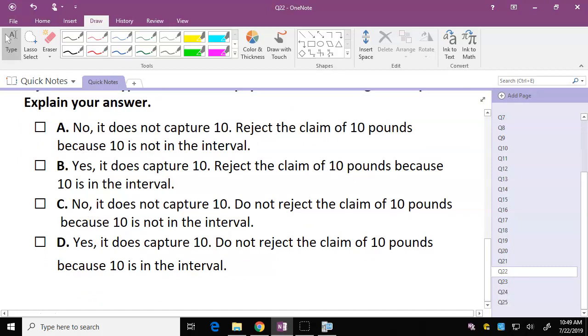No. So we know it's either A, B, or C. Can we reject the 10 pounds then? Yes. Why? It's not in the interval. So which one would that be? A. All right, what's up, Antonio?